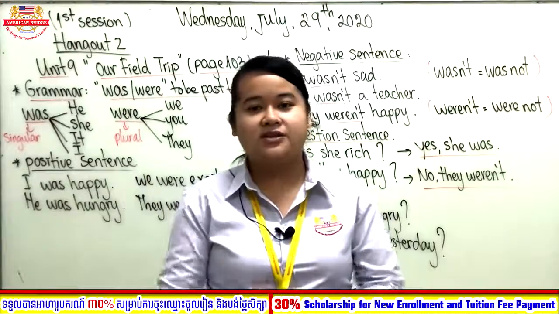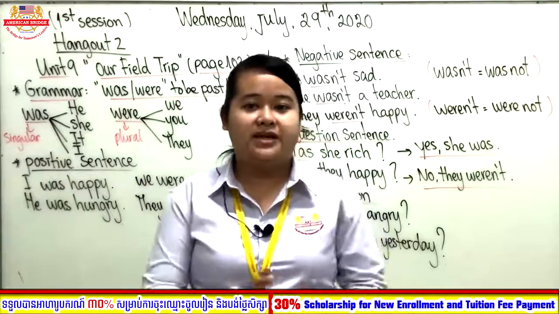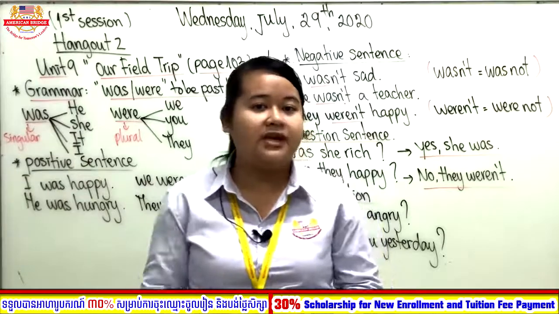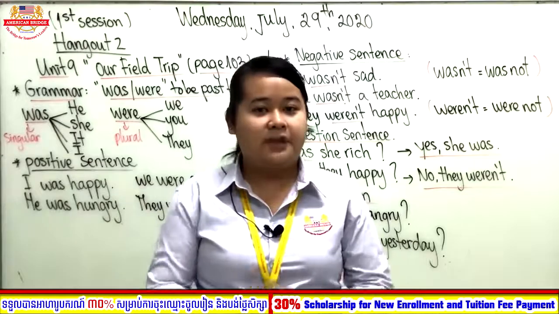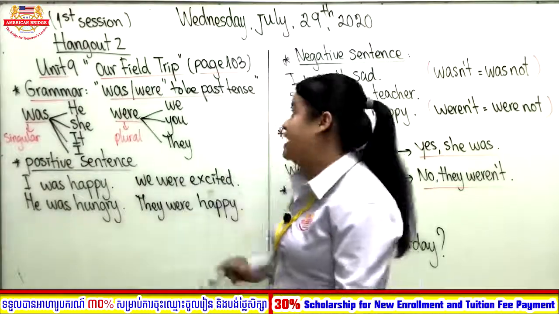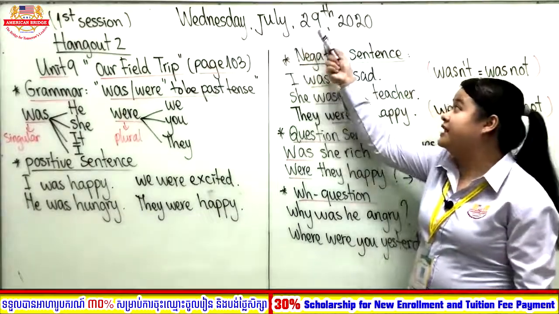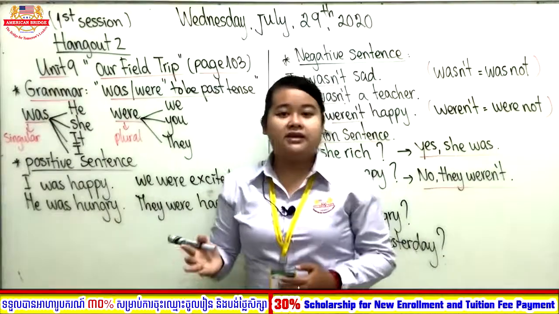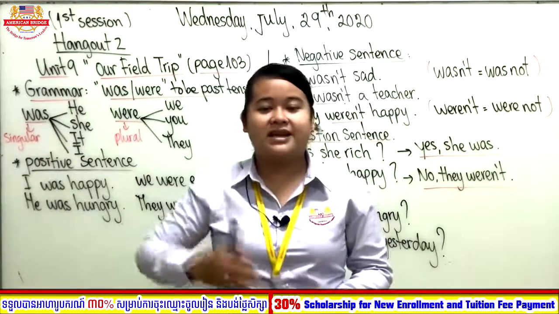Before we continue our lesson today, teacher wants you to repeat the day, the date, the month and the year with teacher first. So right now, let's repeat after teacher all together. Today is Wednesday, July 29, 2020. As I told you, for the first session we are going to study our book, Hangout 2.